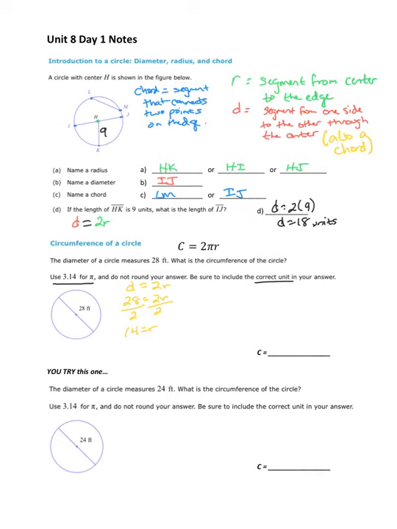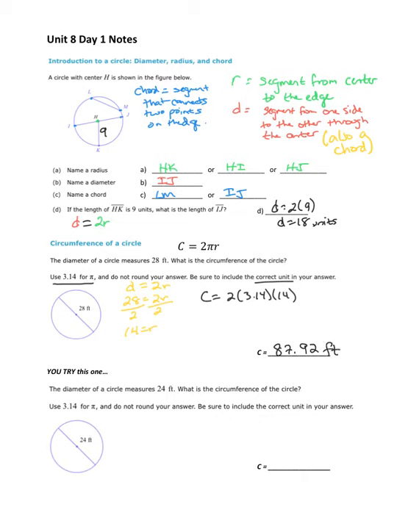C equals 2 pi r. We're talking feet. So circumference equals 2 times 3.14 times the radius, which we just found. Now you just plug in numbers. Once you have it written out, you just plug in numbers. 2 times 3.14 times 14 is 87.92, and we're going to call that feet.